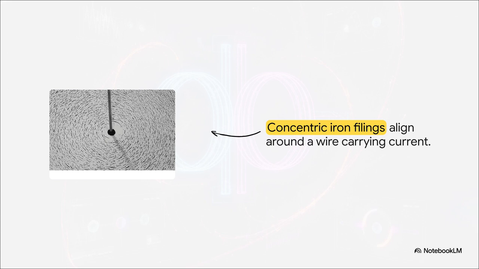And notice how the circular paths get further and further apart as you move away from the center? That's a direct visual of the inverse relationship we just talked about in the Biot-Savart law. The magnetic field strength drops off significantly the further away you get from the source.